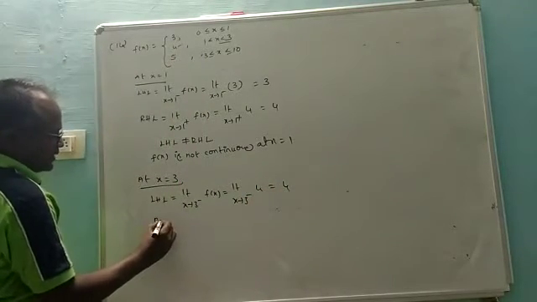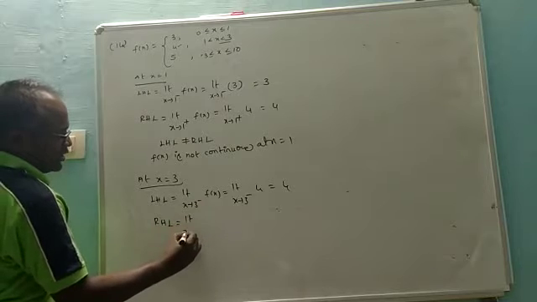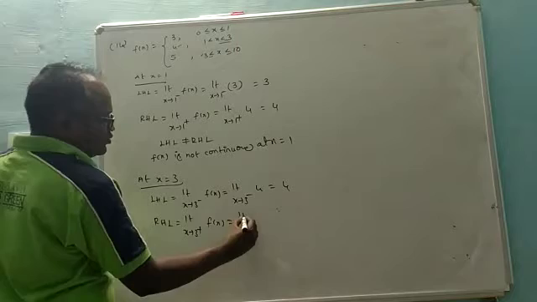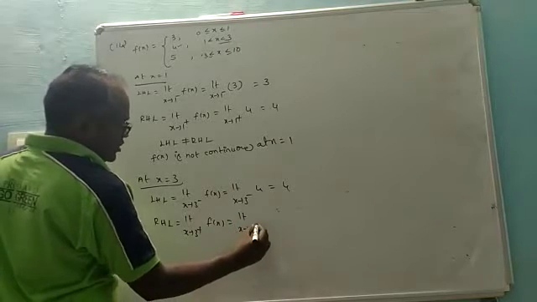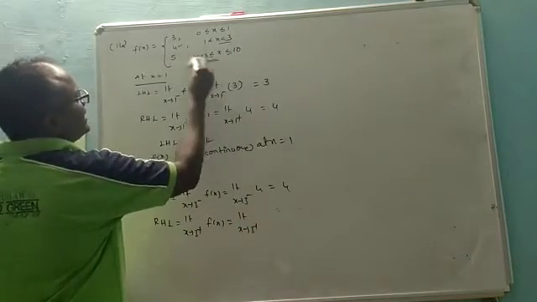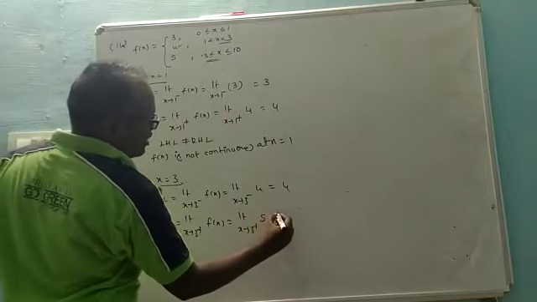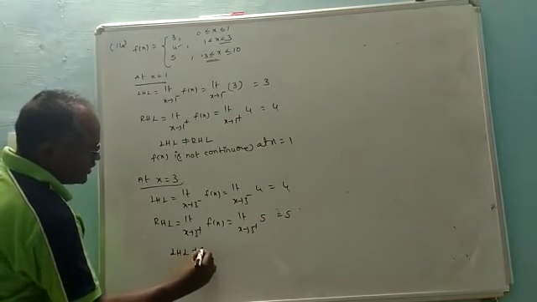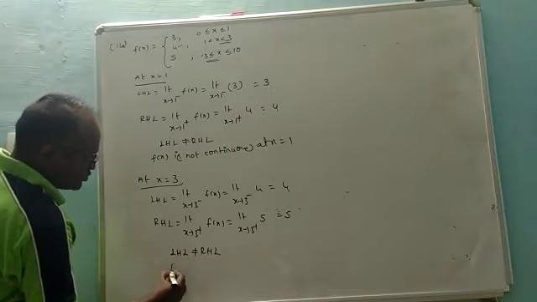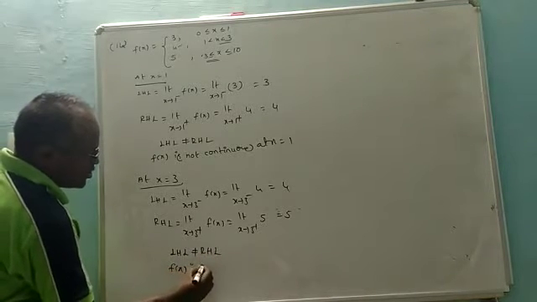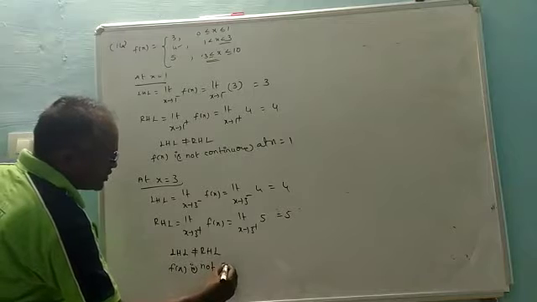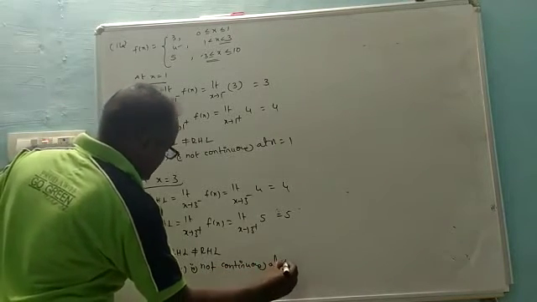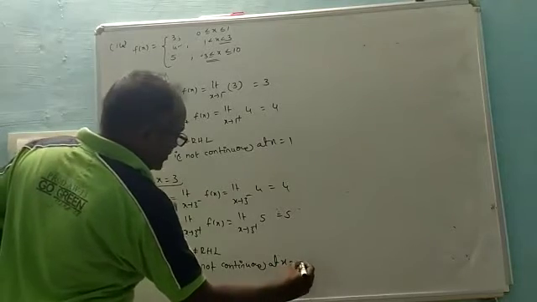What about right hand limit? Right hand limit is equal to limit x tends to 3 plus f of x. Limit x tends to 3 plus means greater than. Greater than means it is 5. Value is equal to 5. What about left hand limit? Left hand limit is not equal to right hand limit. Here also f of x is not continuous. Not continuous means discontinuity, at x is equal to 3.